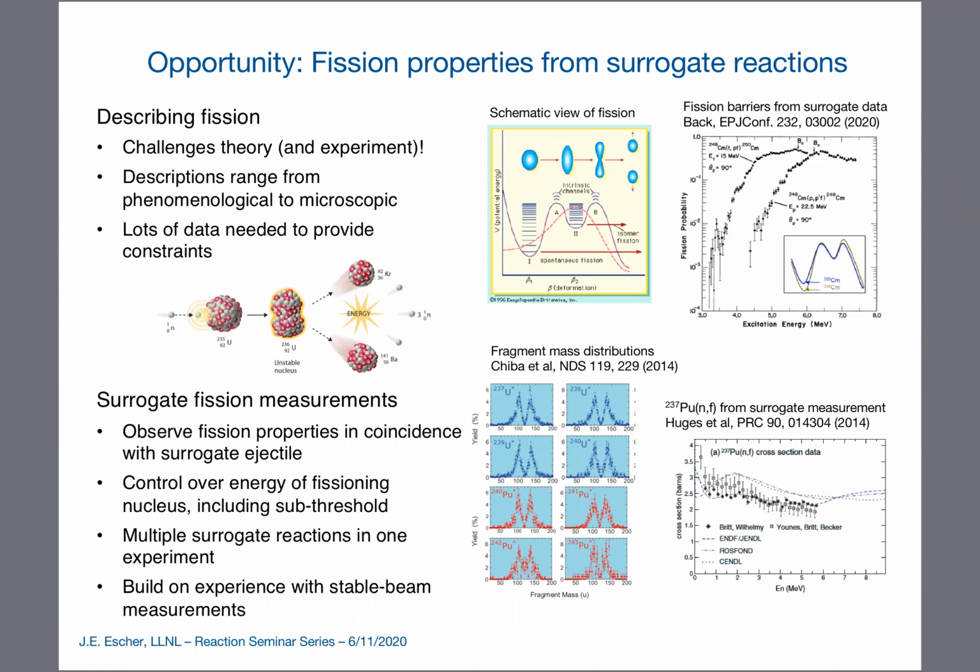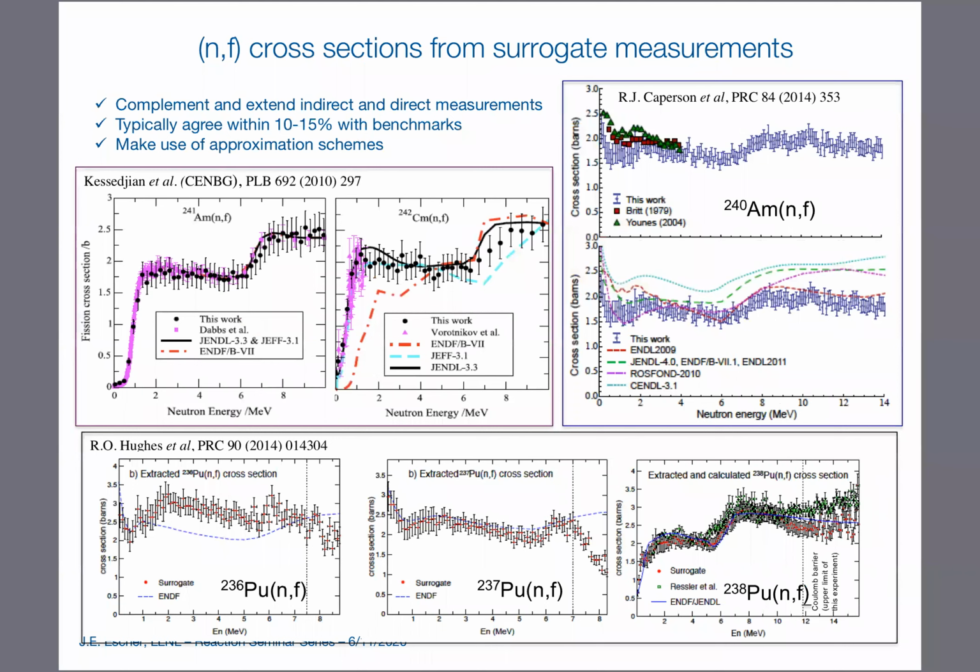People are now also looking at fission fragment mass distributions when the nucleus fissions after a transfer reaction or an inelastic scattering reaction. And of course, one can get N-F cross sections, which is indicated in the lower right-hand panel. And I'm just flashing some other results of what has been done in the last 10 years or so in this area by both my colleagues and a group in France. And I see that work as something that is continuing.